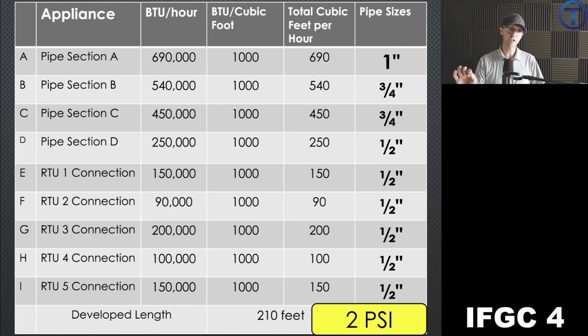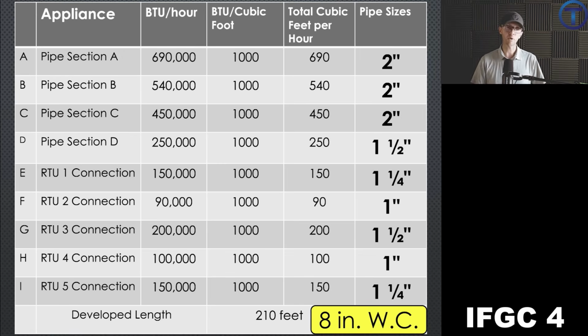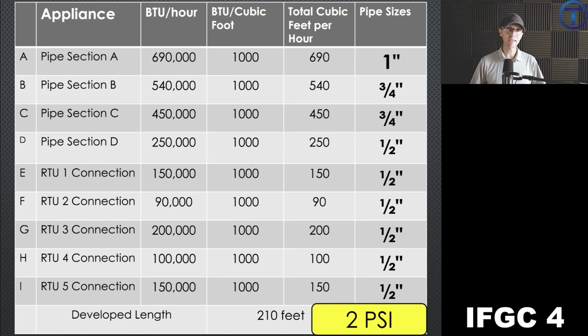Look at the sizing difference here. This system is 2 psi. My biggest pipe is 1 inch. Everything else, 3/4 or 1/2. Most of it's 1/2. Let's compare that to what we had before. We had 8-inch water column. We had 2-inch pipe sizes for a majority of the main lines of the system. Then it goes to 1.5, 1.25. These are big pipes. We've got 1.5 going to some of the rooftop units, 1.25. The pipe size differences are amazingly different.